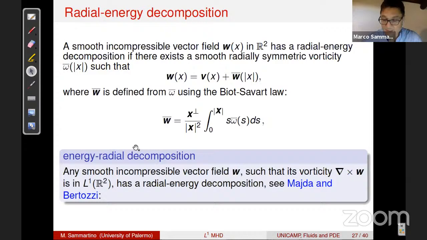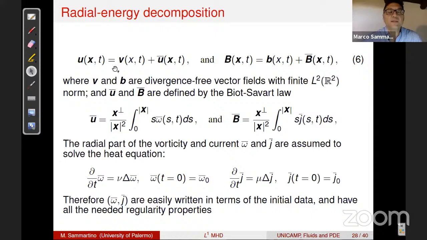So we write a radial energy decomposition for u and b, where u is equal to v plus u bar, and b is equal to small b plus b bar, where v and small b are divergence free and with finite L2 norm, while u bar and b bar are defined in terms of the Biot-Savart law from the radial vorticity. So clearly what we do is the following.